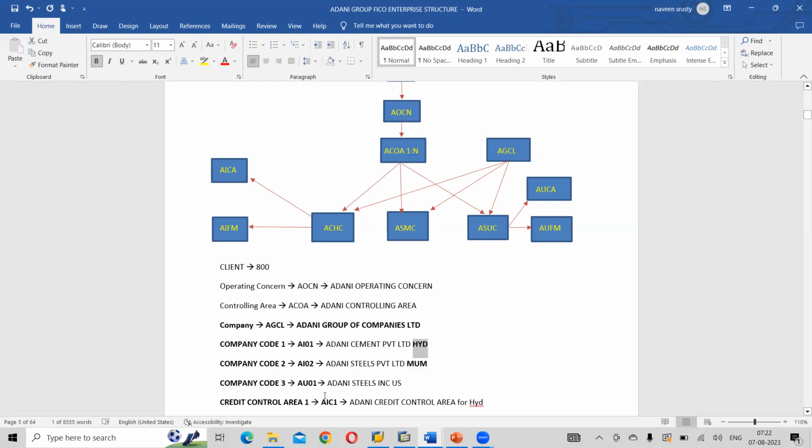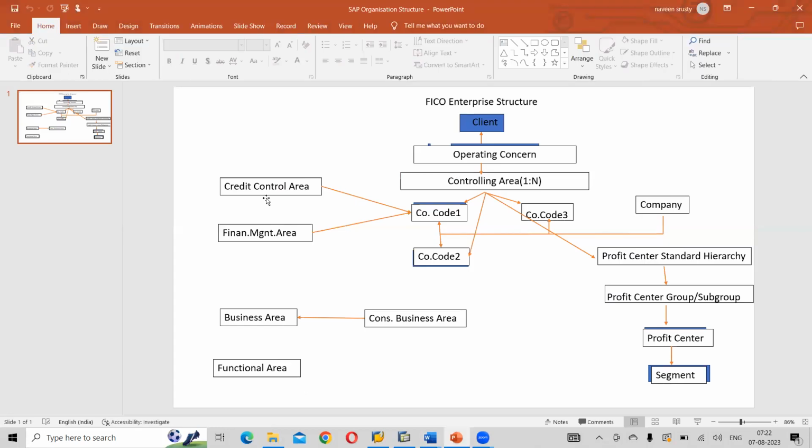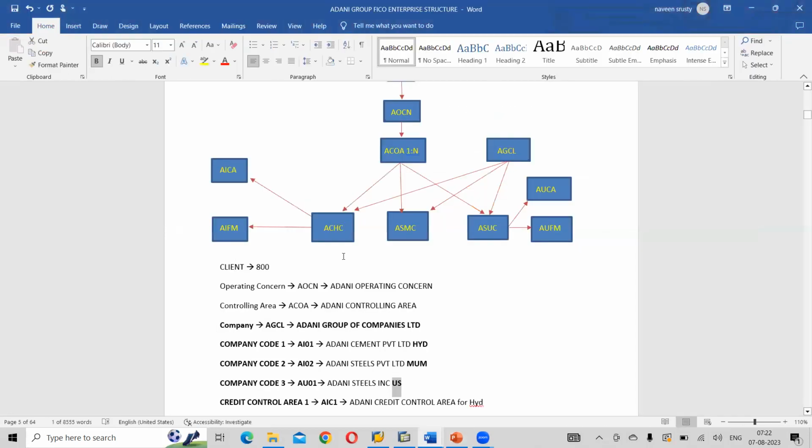Next one, AU01, Adani Steels Incorporation, INC, US. So this is about your operating concern, controlling area, company, and company code 1, 2, 3. Next we have credit control area. So write down what credit control area we are creating.